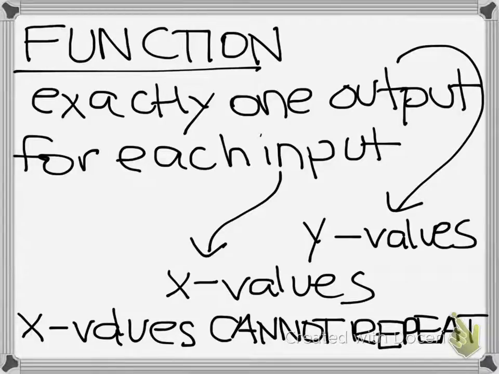A function has exactly one output for each input. What that means is output is another word for y values or y coordinates. Input would be another word for x values or x coordinates. A shortcut when you're trying to look at whether the relation is a function is to see whether the x values repeat. If the x values or the x coordinates repeat, then you can say that it's not a function.